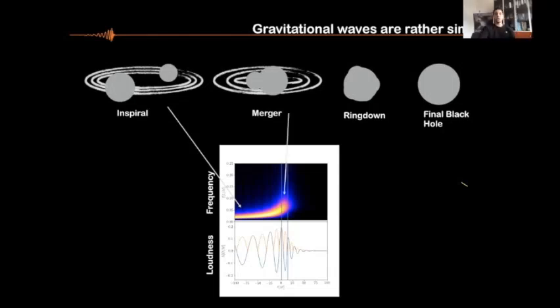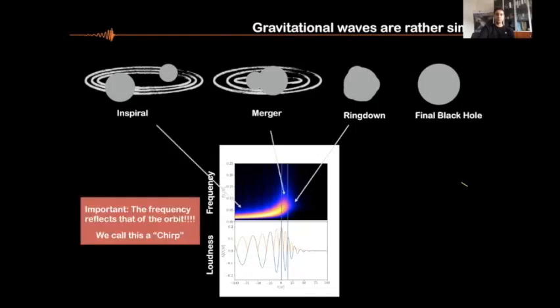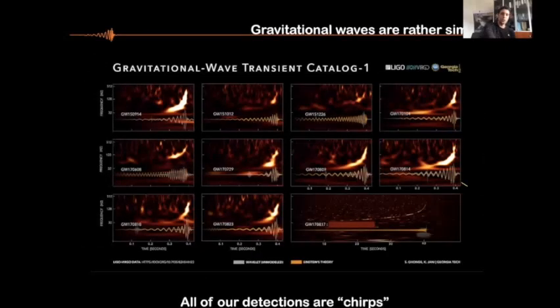Then we have the merger. At the merger, we have this super high tone. So the whole signal has done something like this. And then at the end, we have the ring down. So what can we learn from here? It seems that the signals are really simple. So all of the signals that we've seen so far look like what I just showed you.